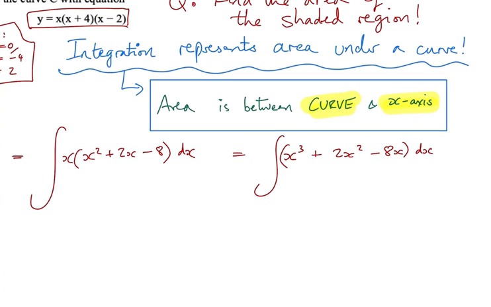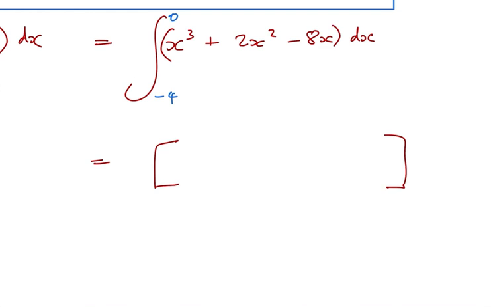And I've got to remember my limits. So this is 0 and -4, and I forgot that over here as well. Okay, and now I'm ready to integrate. This is something that we know how to do. I must remember my square brackets and my limits, 0 and -4.